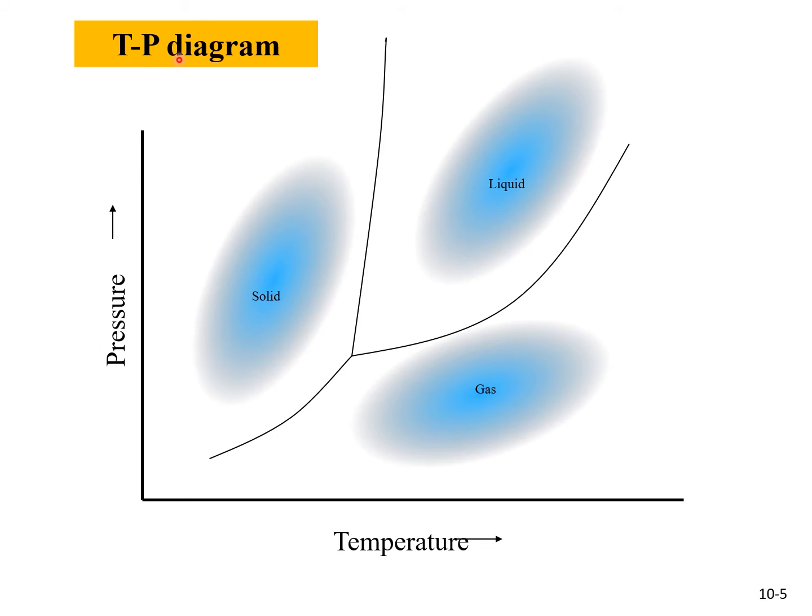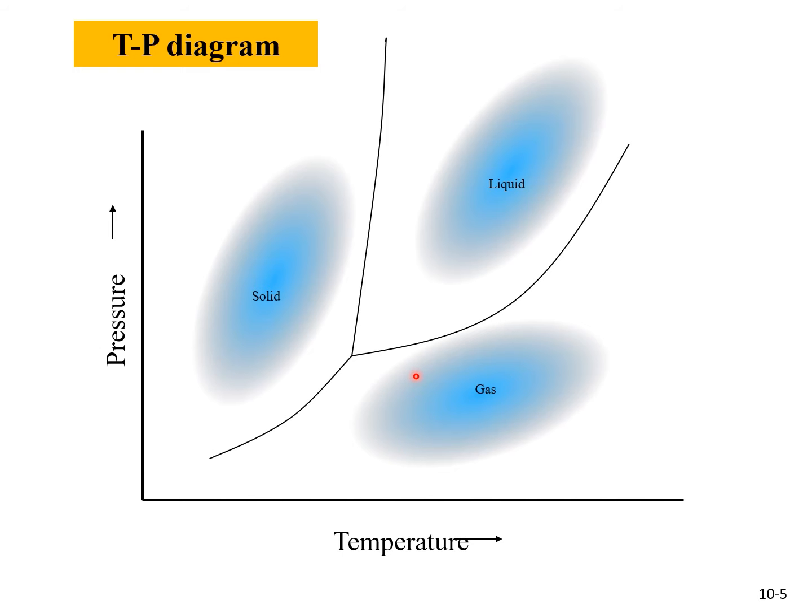You've also seen the TP diagram, the pressure, temperature, solid, liquid, and gas, right? If you increase the temperature and the pressure stays the same, you have the gas state. If you increase the temperature and increase the pressure, your gas will become liquid. Reduce the temperature and reduce the pressure, you're going to get a solid material.